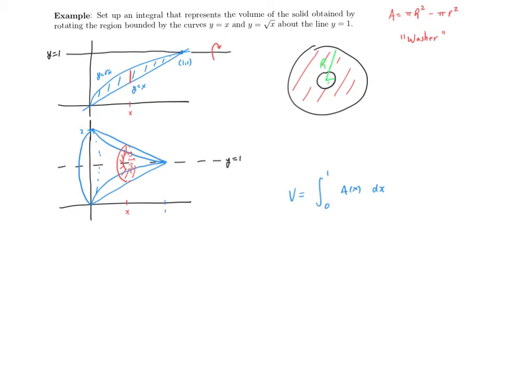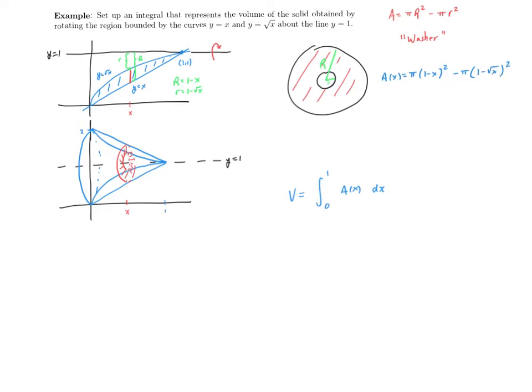And note we can see this almost by inspection. Little r is the distance this closer curve is away from the line that we are rotating about. Big R is the distance that further curve is away from the line that we are rotating about. So in our case, big R would be 1 minus x, and little r is 1 minus the square root of x. So the area of the washer is now pi times big R squared minus pi times little r squared.